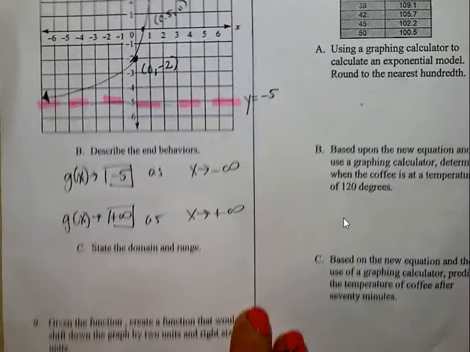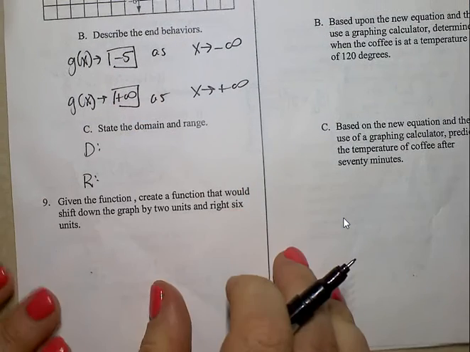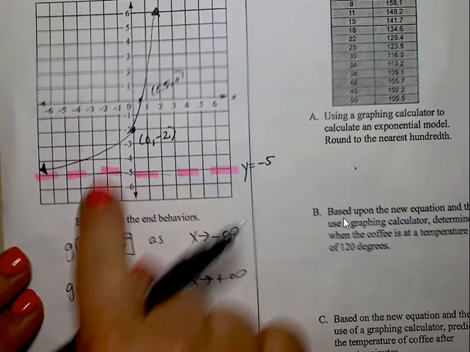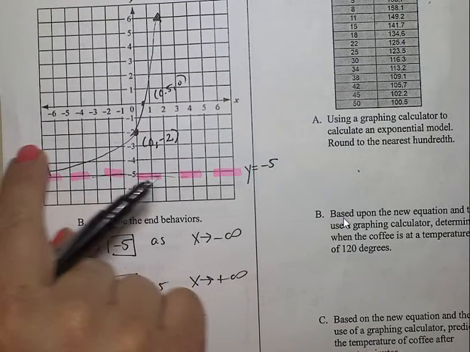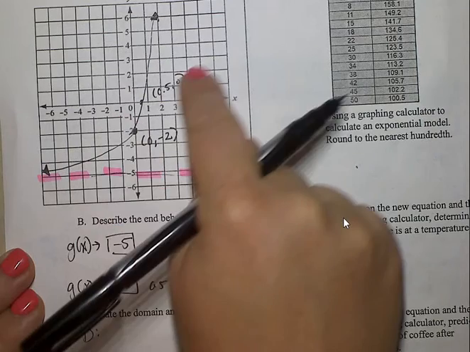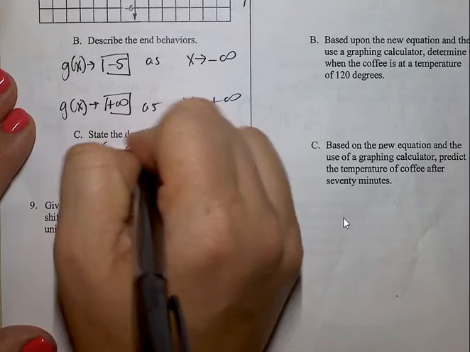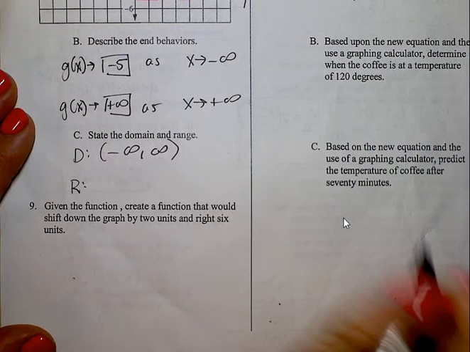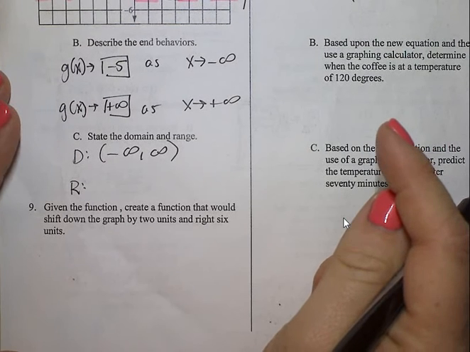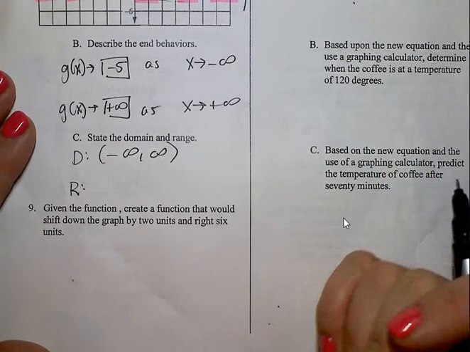Go on to part C. Write D for domain and R for range. The domain, is there any limitations on this graph how far it can go to the left? None. Is there any limitations how far it can continue to go to the right? None. So it's going to be from -infinity to positive infinity. Make sure you have parentheses on either side. That means it doesn't touch the infinities. It's impossible to touch that number. It's not a firm number.